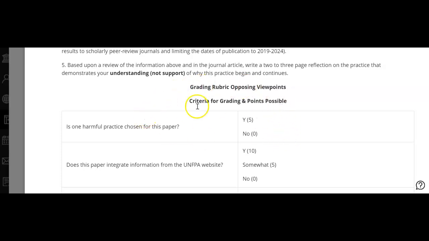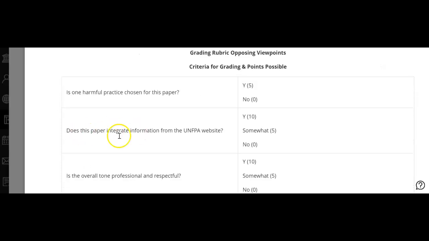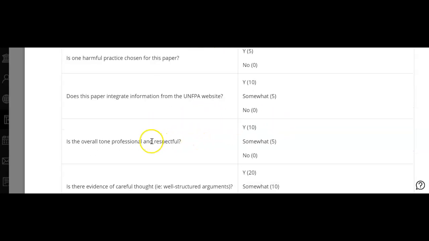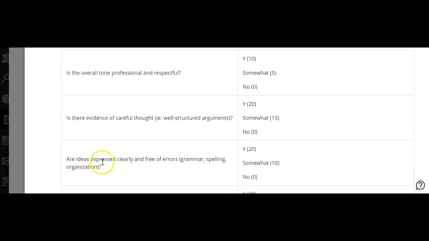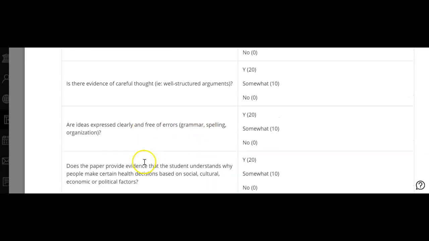So here's the grading rubric. When I read your paper, it should show that you picked one harmful practice, either female genital mutilation or son preference. Does this paper integrate information from the website that is posted? Is your overall tone professional and respectful? Evidence of careful thought. It might be very difficult for you to be doing this, but is there careful thought? Are your ideas expressed clearly? And of course, spelling errors, grammar errors, that kind of thing.